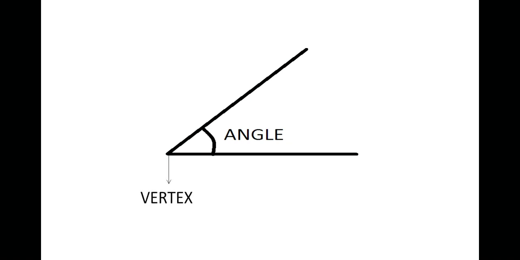So let's say there is a line and another line meets that line at this point. Thus a space is formed over here. This space is actually called an angle. The point over here is called the vertex, and the two lines are called the sides, or also the arms, of the angle.